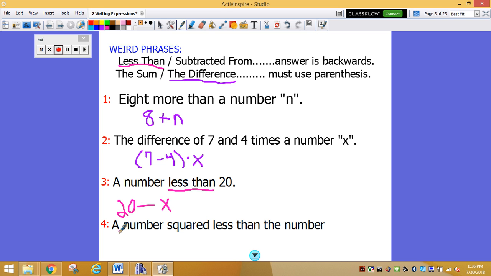Number 4, a number squared less than the number. So again, look at this. We're looking at less than, okay, which means subtraction. It also means I'm writing my answer backwards. So let's start with a number squared. If it doesn't tell you the number, we use a variable. So I'm going to put an X. Squared means it's an exponent. It's to the second power. So this is a number squared, X squared. Less than, that's my subtraction, the number. And it's the same number, so I'm going to use the same variable. A number squared less than the number.